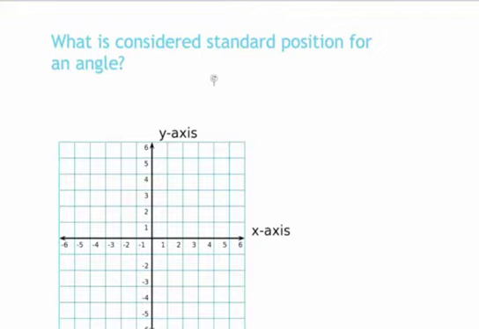Okay, so this is the beginning of the third lesson. We're going to start out by looking at what is considered standard position for an angle. So a couple things to make standard position. We're going to have two rays. One of the rays is called the initial side, and it is on the x-axis.